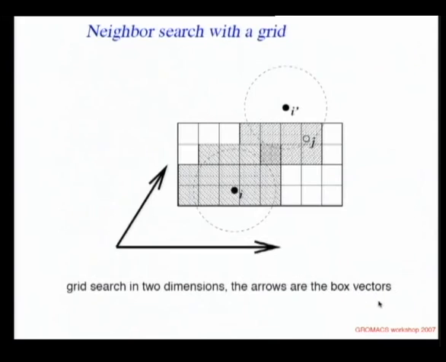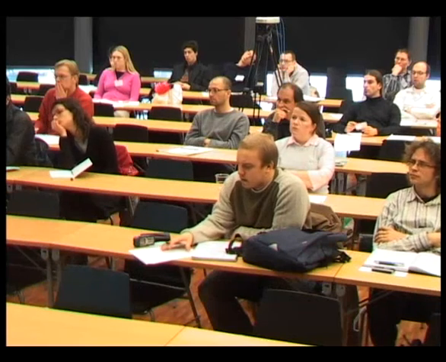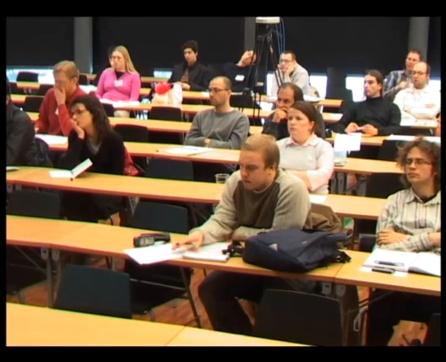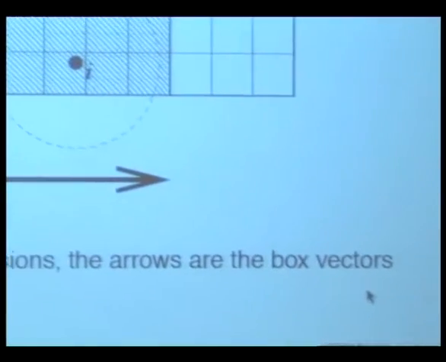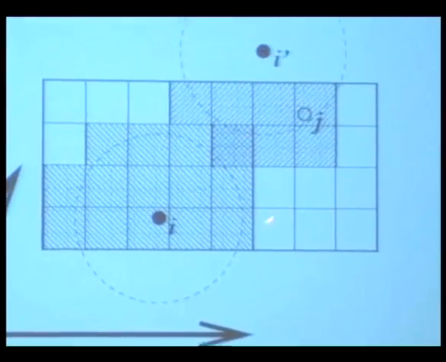Let's see. Yeah, some details of the neighbor searching. I don't know how important this is, but it might be nice to see once at least how we do this in Gromacs. If I have a particle I here, how do we calculate which neighbors this particle sees? First, we put all the particles in the unit cell. We put them on a grid.